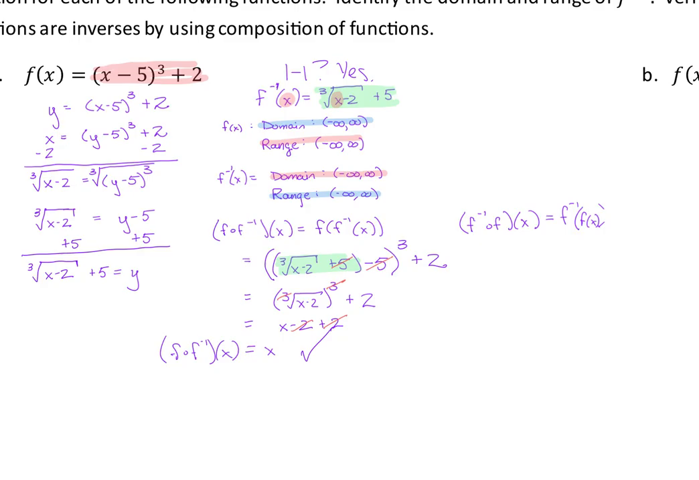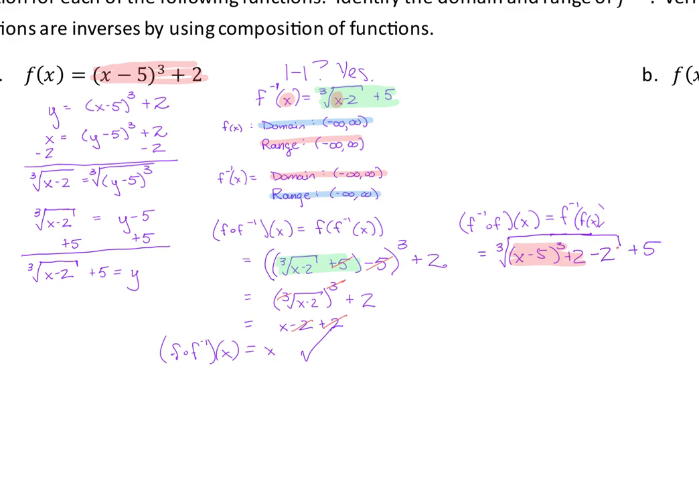What we get is this is equal to the cube root of x minus 5 cubed plus 2. And then we still have our minus 2. All right. And we still have our plus 5 on the outside.